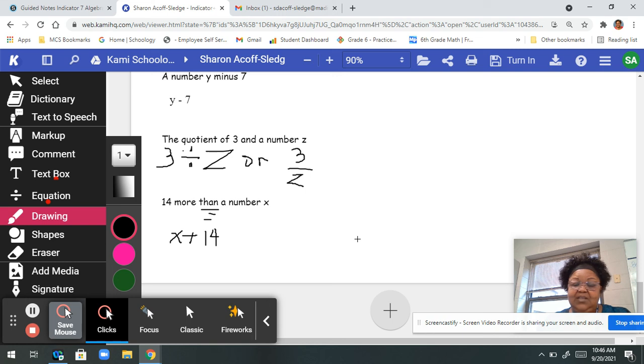Okay, so I hope that helps. Go ahead and fill out your notes. Keep them in your notebook. And as before, you can use them on tests and all of that good stuff.